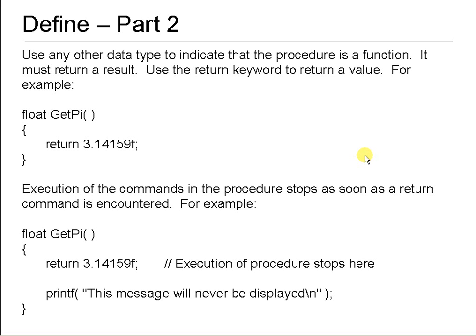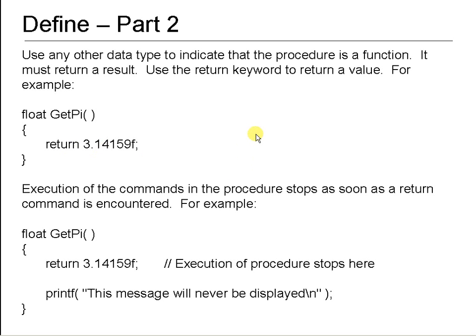If it is a function, it must return a value. Now use the return keyword to return a value. So for example, a very simple function here, float get pi, and we return 3.14159. Notice I cast it to a float, and we've got the return keyword.